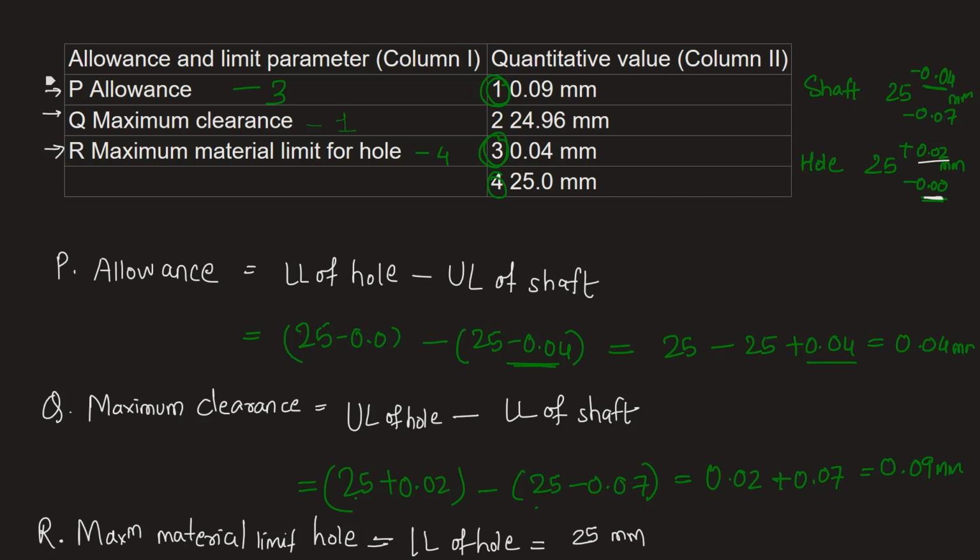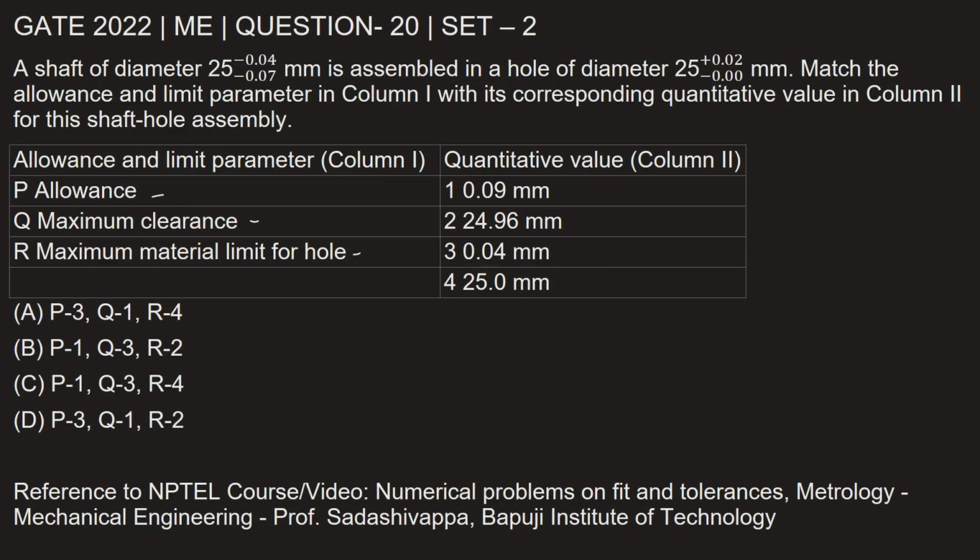P for 3, Q for 1 and R for 4. Let's go back and mark the option with these matches. P3, Q1 and R4 is given in option A itself. Option A is the correct one.